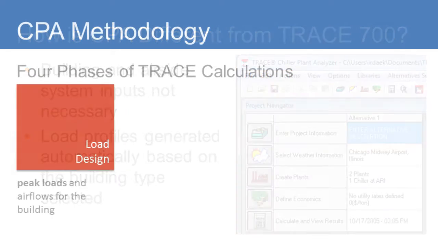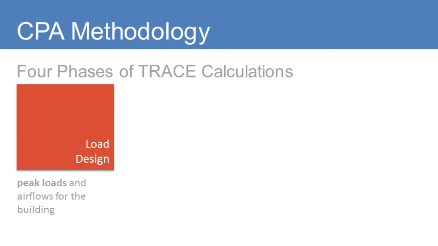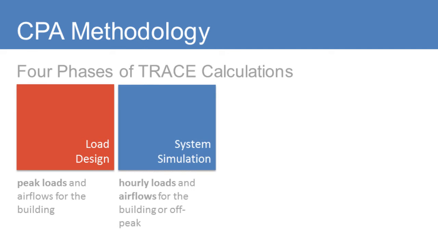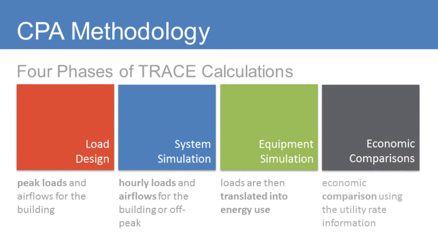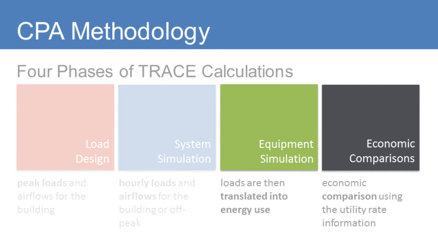Now let's look at the methodology of Chiller Plant Analyzer. There are four phases that Trace uses to define and calculate the building load profiles and energy and economic information. In phase one, Trace determines the peak loads and airflows for the building. In phase two, Trace determines the hourly loads and airflows, or the off-peak information. Trace then reads the load information from the first two phases into phase three, where the loads are then translated into energy use. The economic comparison using the utility rate information is then determined in phase four. Chiller Plant Analyzer only focuses on phases three and four.